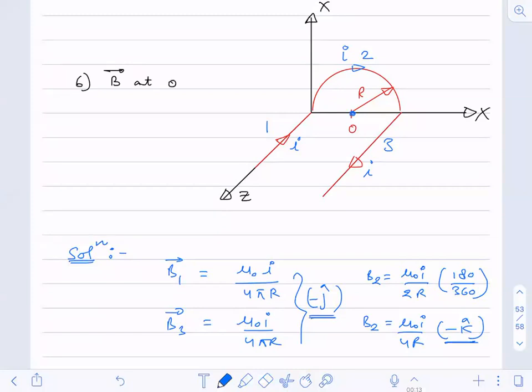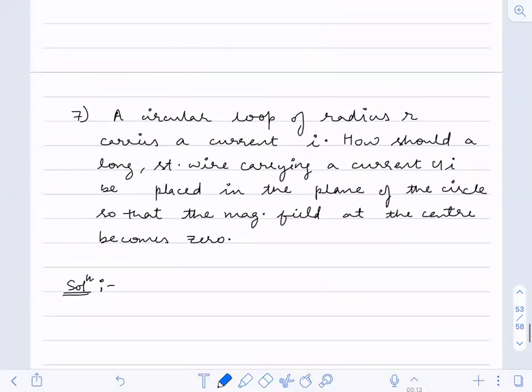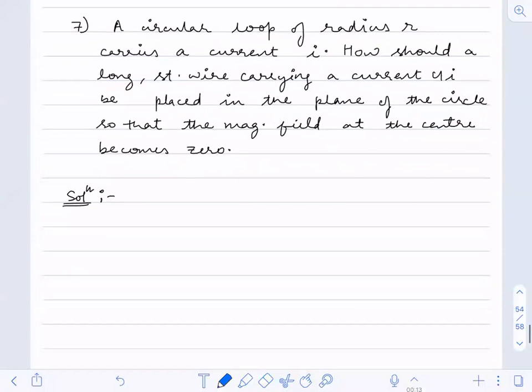Okay, we are going to do the next question. You have to think a little bit in this question. Just see this. A circular loop of radius r carries a current I.